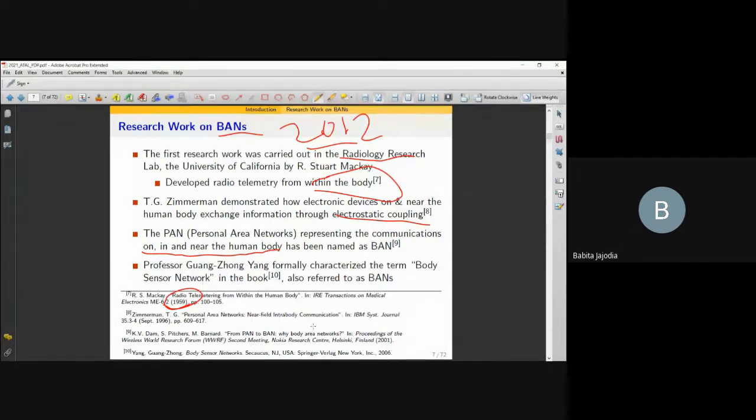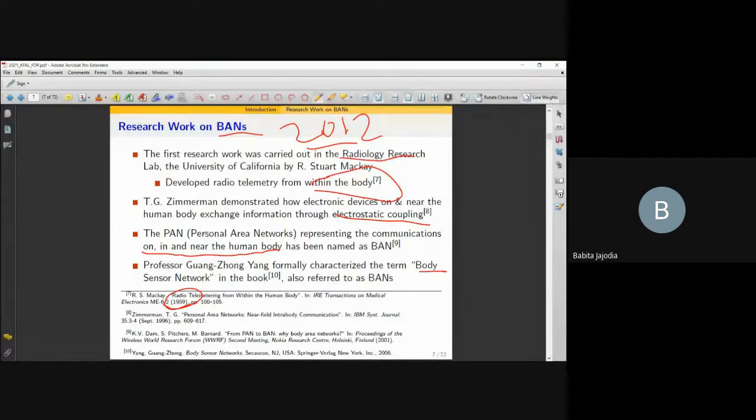Then Professor Yang finally formalized it. He said there is no need for the work on PAN and so on, so let's coin the term and call it body sensor network in his book. This has also been referred to as BAN, so BAN can also be called BSN. The full form of that is body sensor network, right?